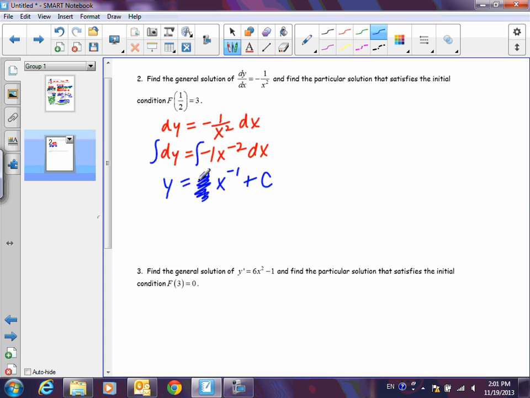And so how could I check to see that this works? Yeah, take the derivative. Y prime, or dy over dx, okay, good. X to the negative 1 would be negative 1x to the negative 2. That's the same. And then the derivative of c would be 0. Probably, if this were on a multiple choice question, they would simplify it.